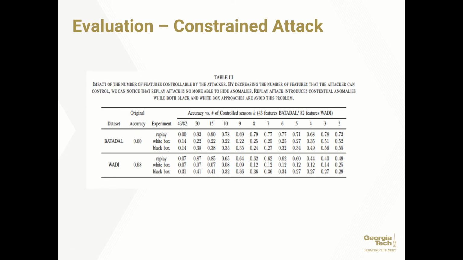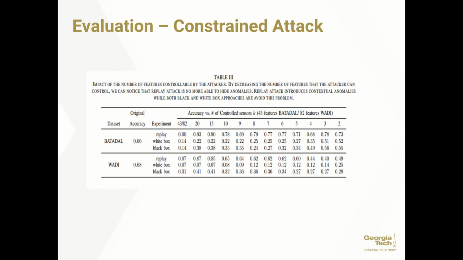Another attack that was used was a constrained attack. In this case, the attacker is only given a certain number of features it is allowed to modify within the system. For the replay attack, in the case of both datasets, as the constraints increase, the detection accuracy also increases. Therefore, as the replay attack loses access to more sensors, it is more likely to be detected by the anomaly detection software.